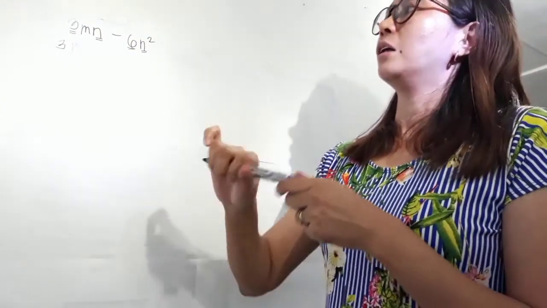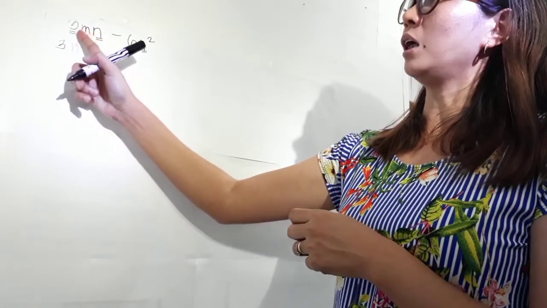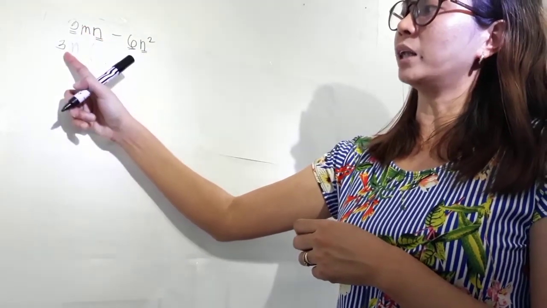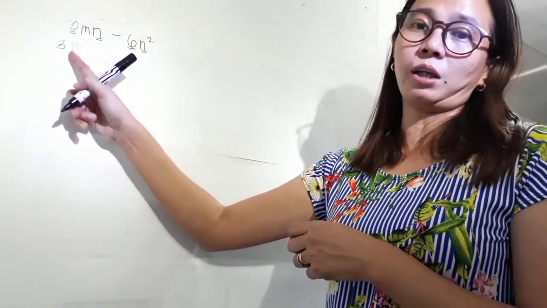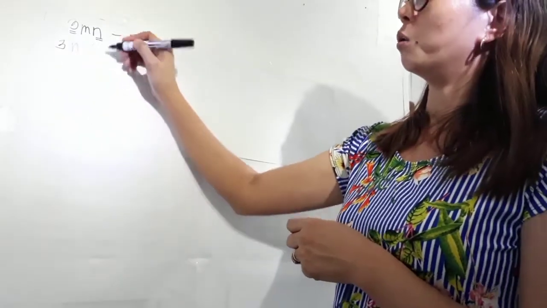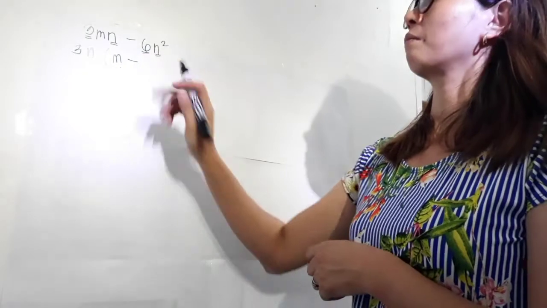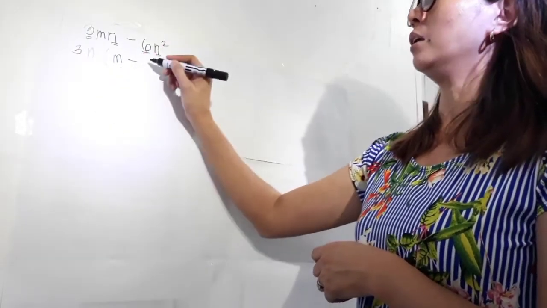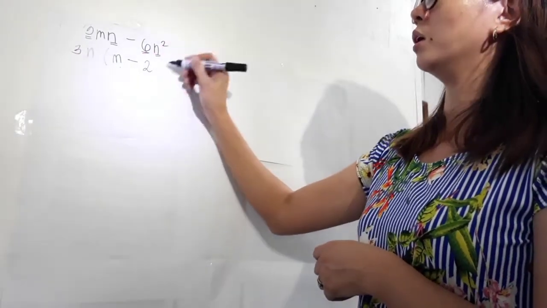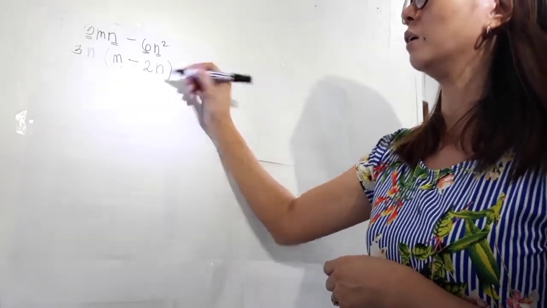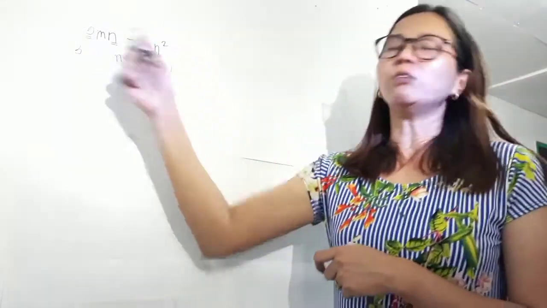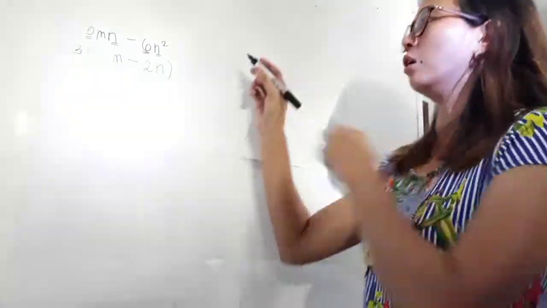So, it means 3mn, we're going to divide it by 3n. So, that is m minus 6 divided by 3, that is 2, then n. Okay? So, paano nangyari yun? Okay, so, let us see.